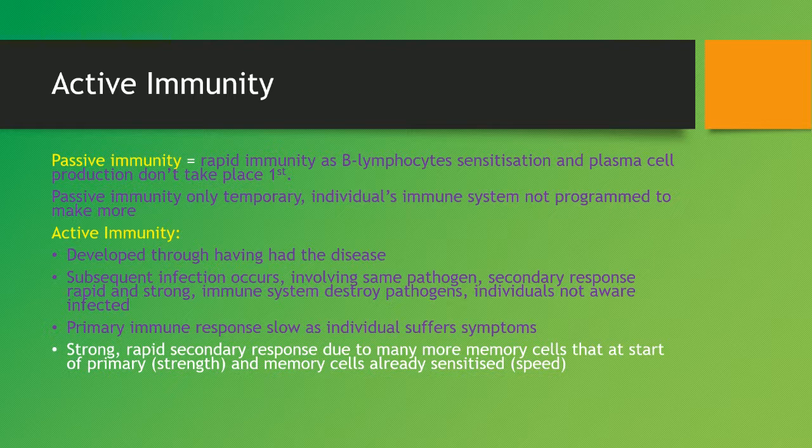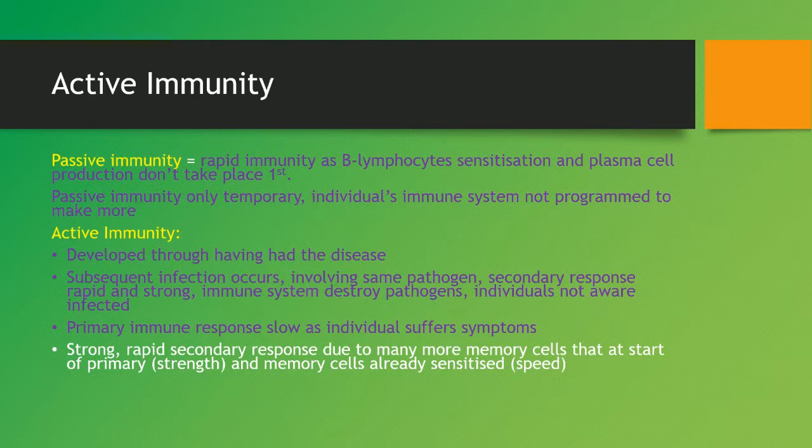So active immunity is developed through having had the disease, and whenever subsequent infection occurs involving the same pathogen, a secondary response will be rapid and strong, meaning the immune system will destroy the pathogens, and you're not even going to be aware you're infected. I guarantee you right now, you've had the cold, but you haven't even realized it because it's being dealt with. You haven't had the symptoms because it's been dealt with that quickly. But you always feel the symptoms of a different cold because every cold has a slight mutation in it, and therefore you haven't had that specific one yet.